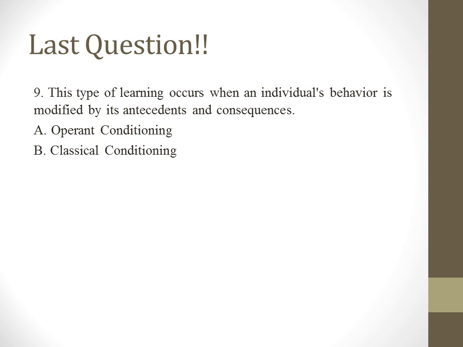The answer to this would be A, operant conditioning, whereas classical conditioning, according to Seifert and Hoffnung, is a simple form of learning in which a stimulus that initially had no effect on an individual comes to elicit a response through its association with a stimulus that already elicits the response.